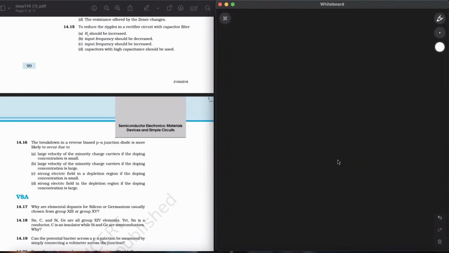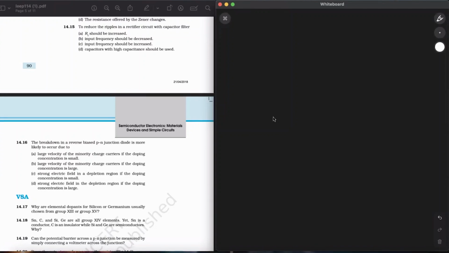Okay, so now we have question number 16. The breakdown in a reverse biased PN junction diode is more likely to occur due to the following reasons: large velocity of the minority charge carriers if the doping concentration is small, large velocity of the minority charge carriers if the doping concentration is large, strong electric field in the depletion region if the doping concentration is small, and strong electric field in the depletion region if the doping concentration is large.